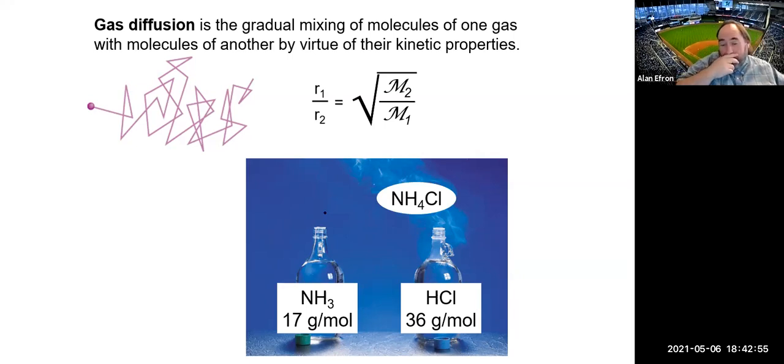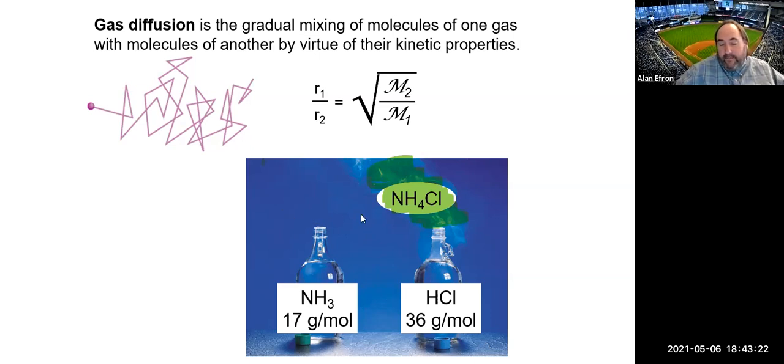So what we see when we look at this is we actually see the mixing happening over here, right? So all the mixing is happening over this side, closer to the HCl container. And why would that be? It would be based on what we were just talking about a second ago.